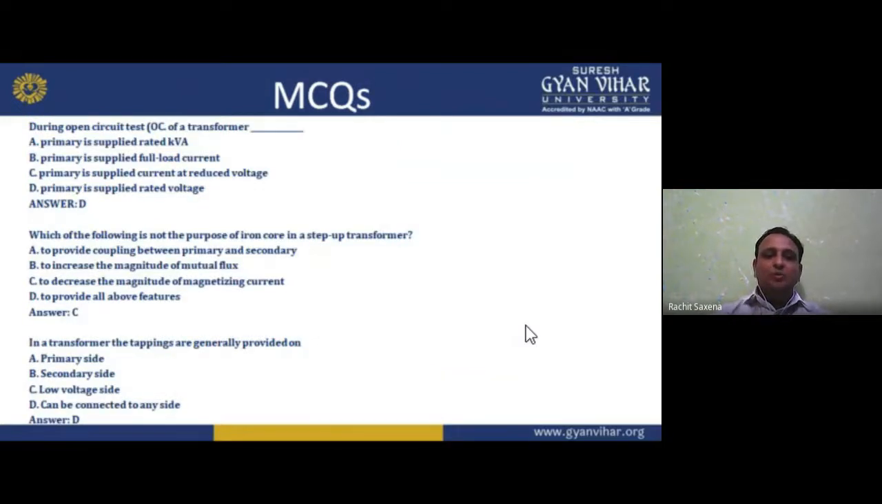During the open circuit test of a transformer, the primary is supplied rated kVA, full load current, current at reduced voltage, or rated voltage. So the option is D, primary supplied at rated voltage, because we are applying it only on the low voltage side. Next, which of the following is not a purpose of the iron core in a step-up transformer? That is option C, to decrease the magnitude of the magnetizing current. In a transformer, the tappings are generally provided on both sides, primary and secondary. I hope you understand about this.